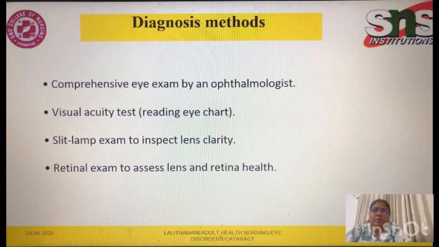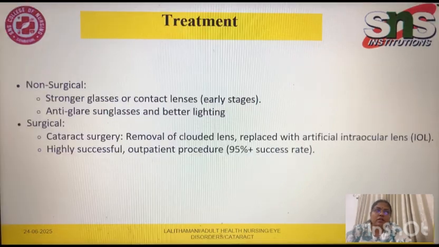So the diagnostic methods include comprehensive eye examination by an ophthalmologist, visual acuity test, that is reading eye chart, Snellen's chart, or the slit lamp examination to inspect the lens clarity, retinal examination to assess the lens and retinal health. So we will be having four kinds of diagnostic methods: comprehensive eye exam, visual acuity, slit lamp examination, and retinal examination.